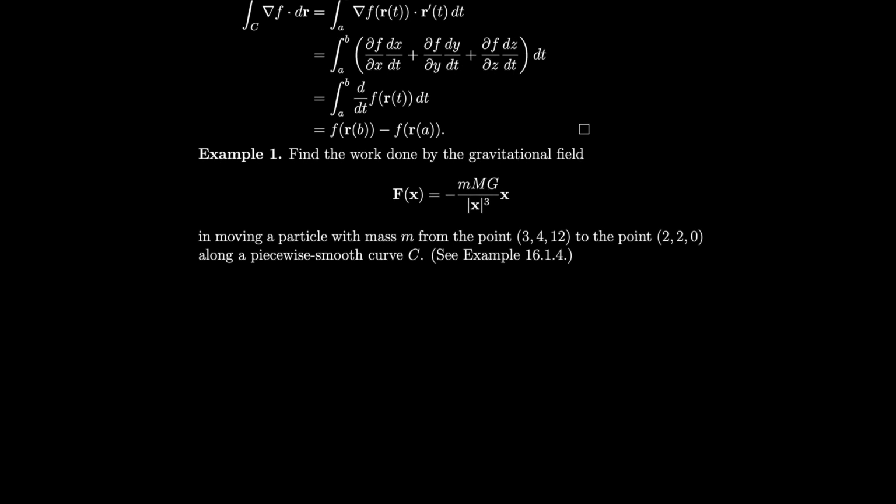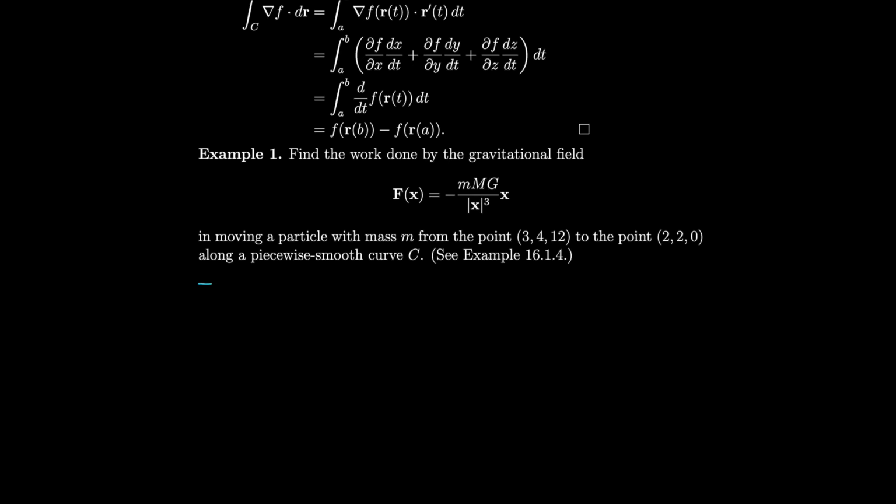We'll find the work done by the gravitational field F of x equals minus mg over the length of x cubed times x in moving a particle with mass m from the point (3,4,12) to the point (2,2,0) along a piecewise smooth curve C. So as we saw in example 16.1.4, we have the force field F written out in terms of each of its components as minus mg times x over x squared plus y squared plus z squared to the 3/2 power, and then there's y over that, and then z over that for each of the components.